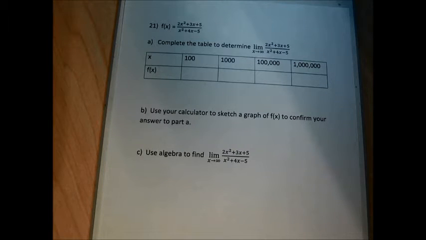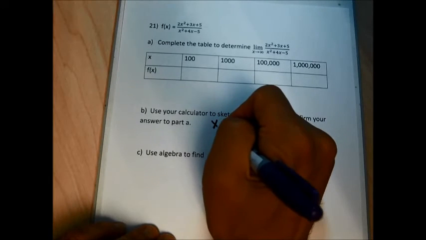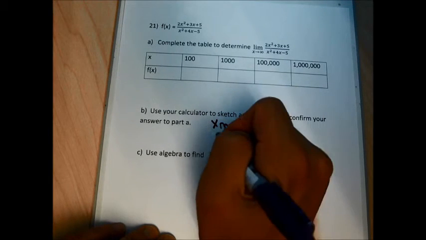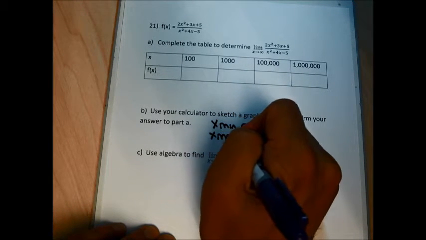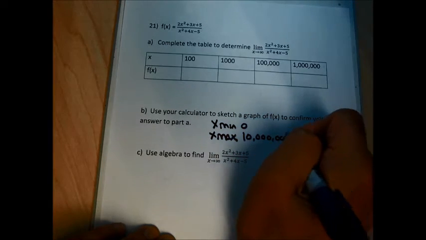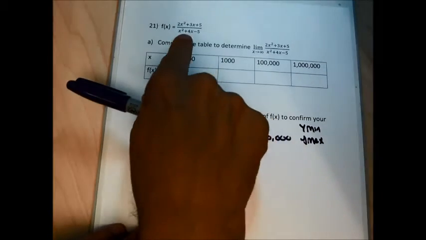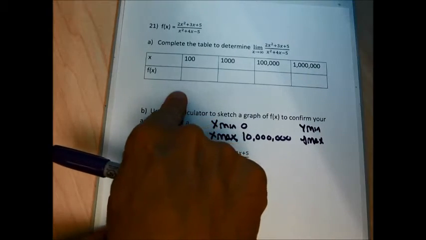Fill in the table to figure out what the limit is. And then based on your table and what the limit is, you'll make a window. Because we're going to infinity, usually I make my x min 0 and my x max something kind of large. And 1,000,000 or 10 million is definitely large enough. And then my y min and my y max are going to be dependent on what you think the limit is.